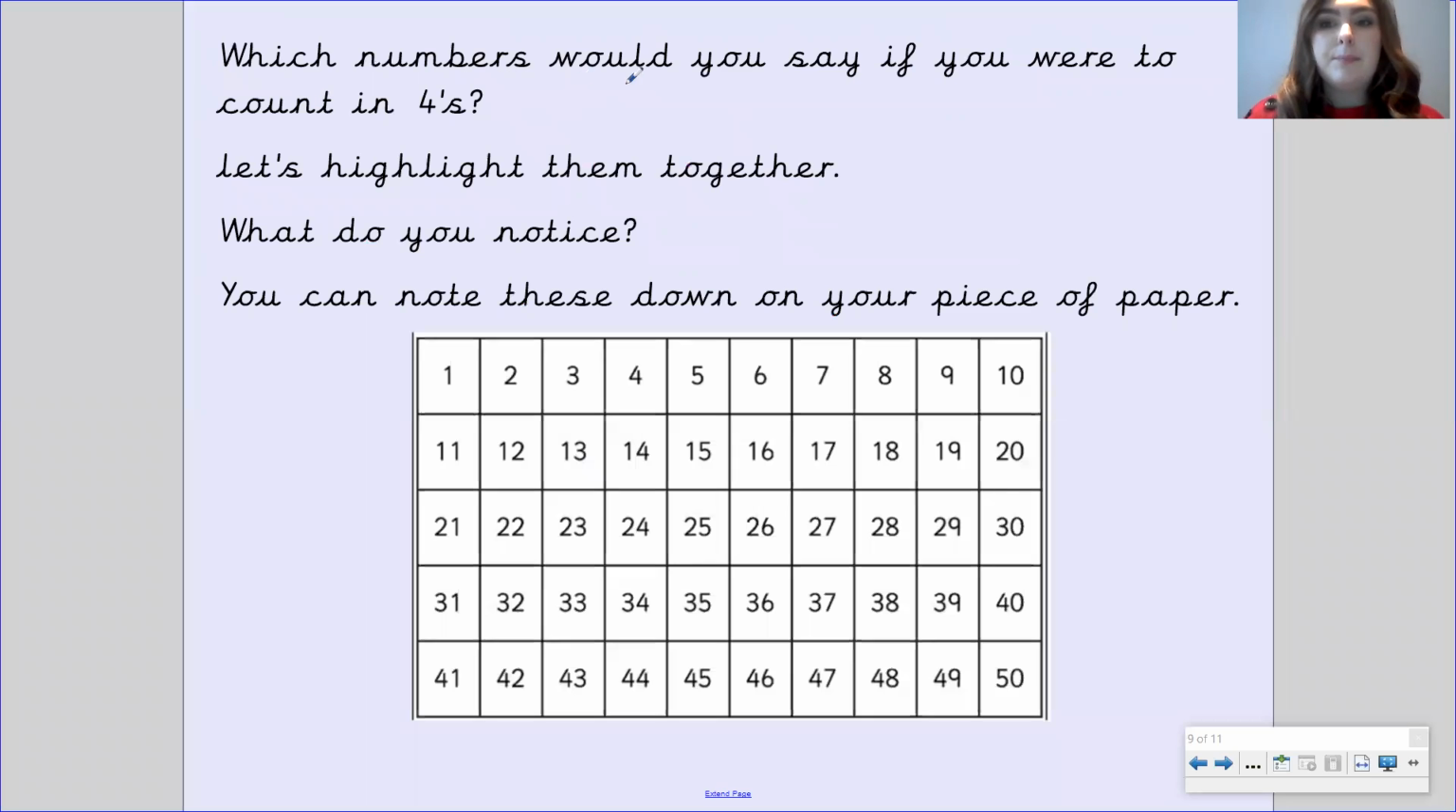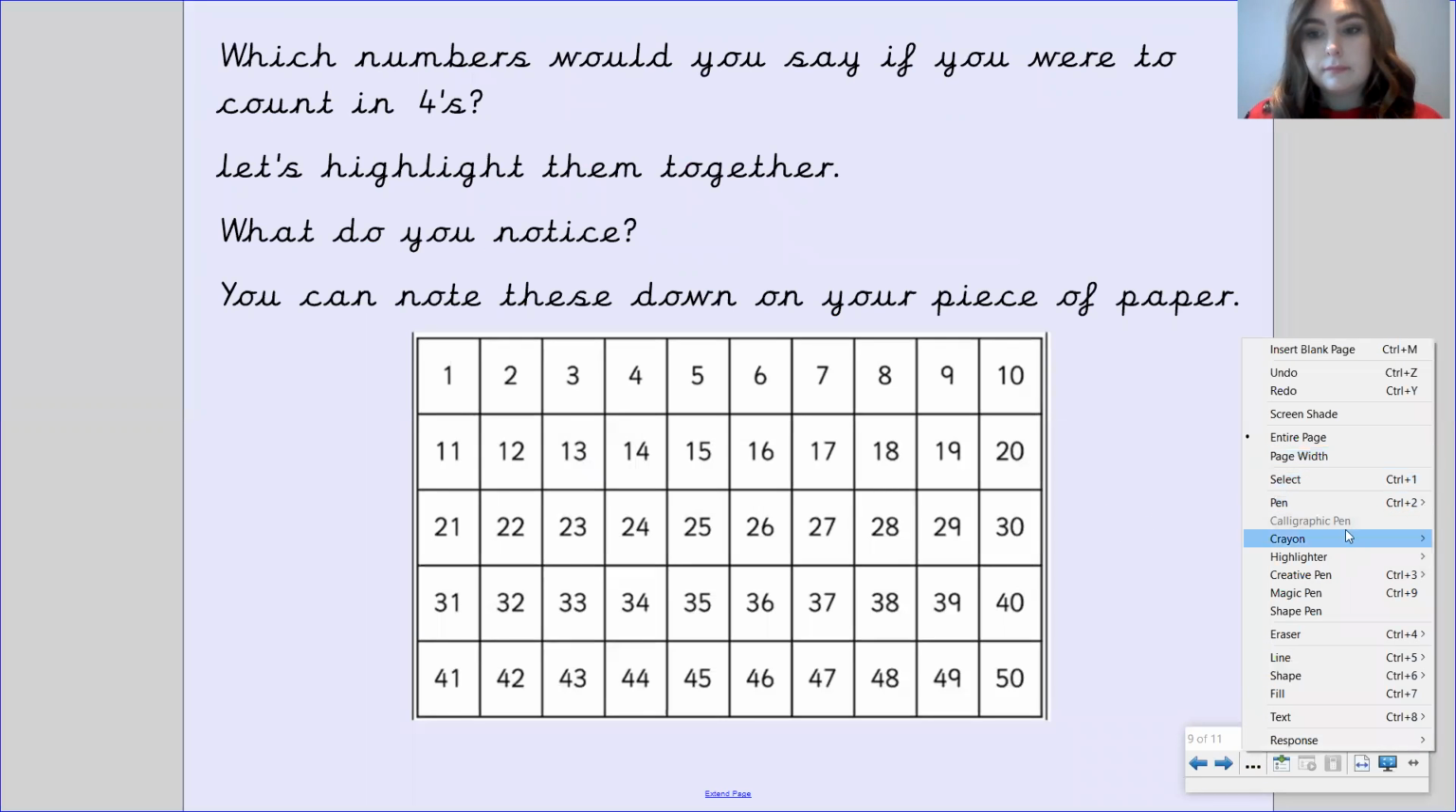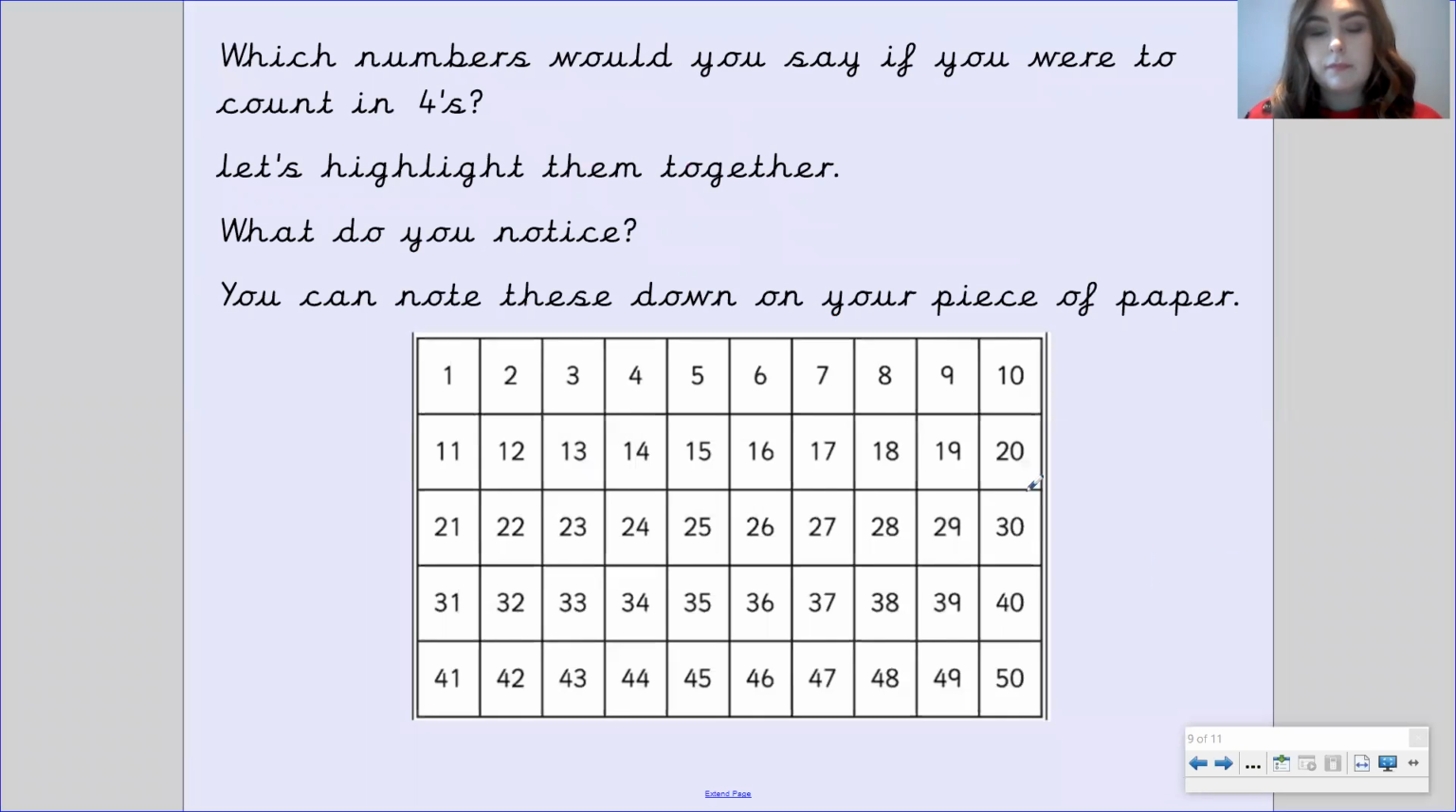Okay, let's have a look here. Which numbers would you say if you were to count in 4s? I want you to pause the video and have a think, and then we'll highlight them together. Okay, so we'll start with 4. And we're going to add 4 each time.